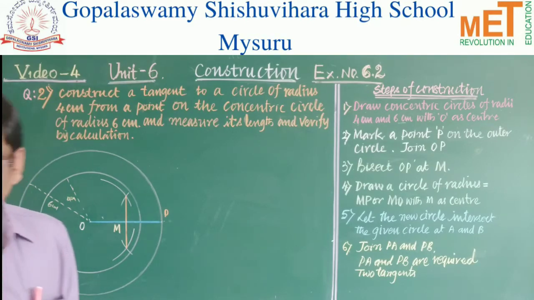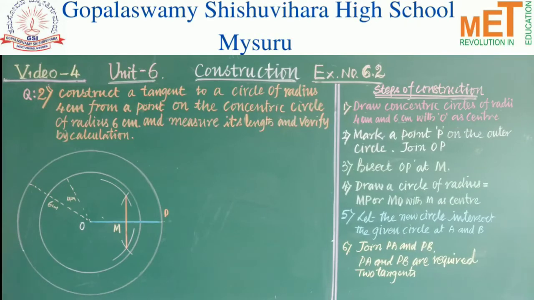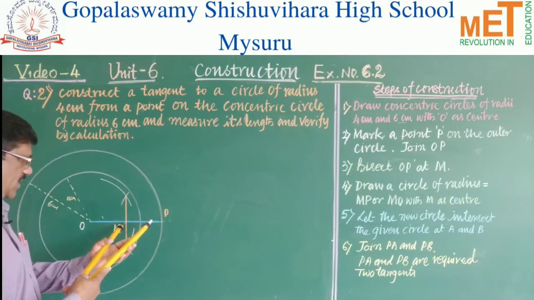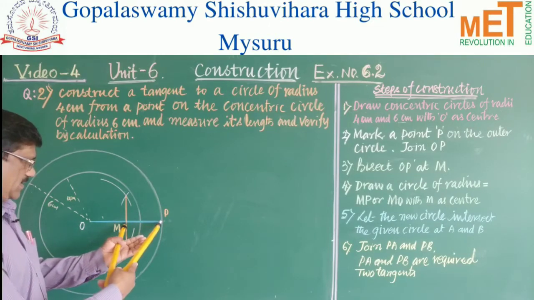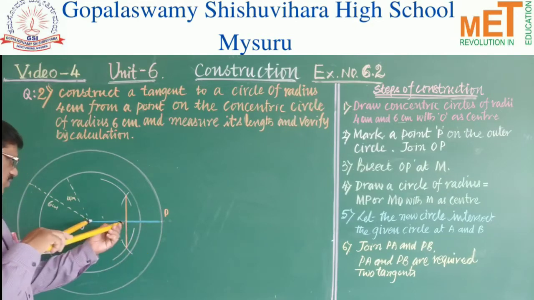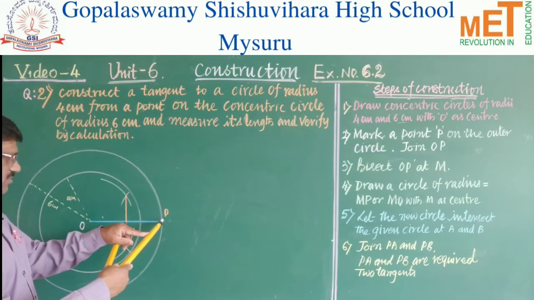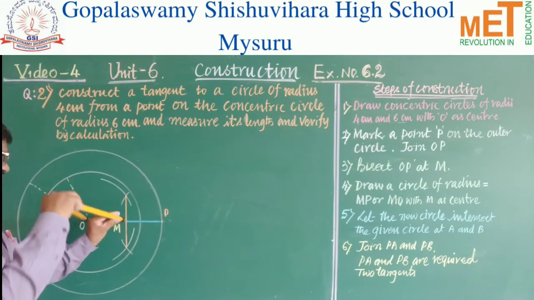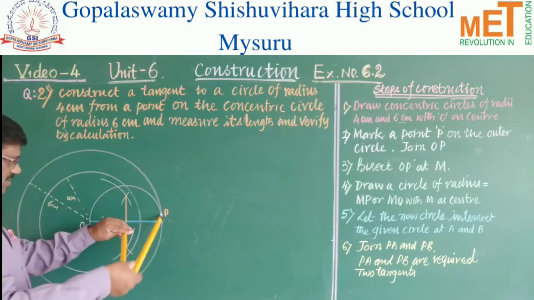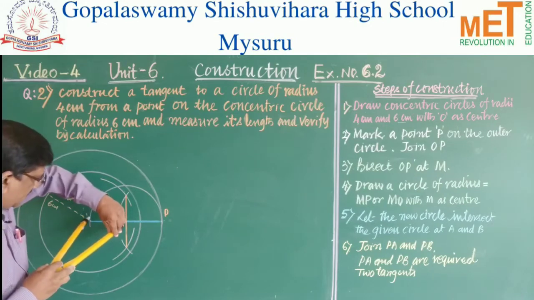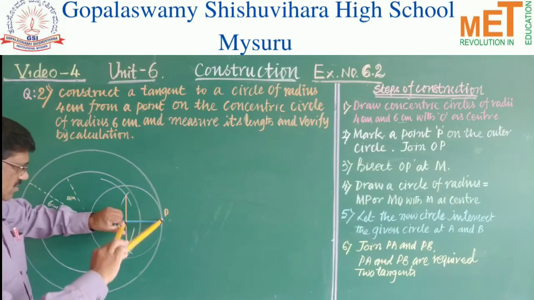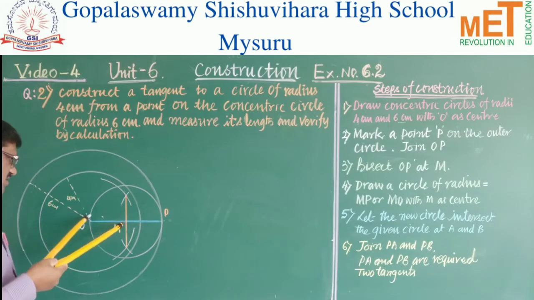Understood? Now what we have to do now? So with the radius of OM or MP, with the radius MP or OM, what we have to do now? We have to draw a circle. You can draw this circle by dotted lines or by continuous lines. Continuous line. Okay.